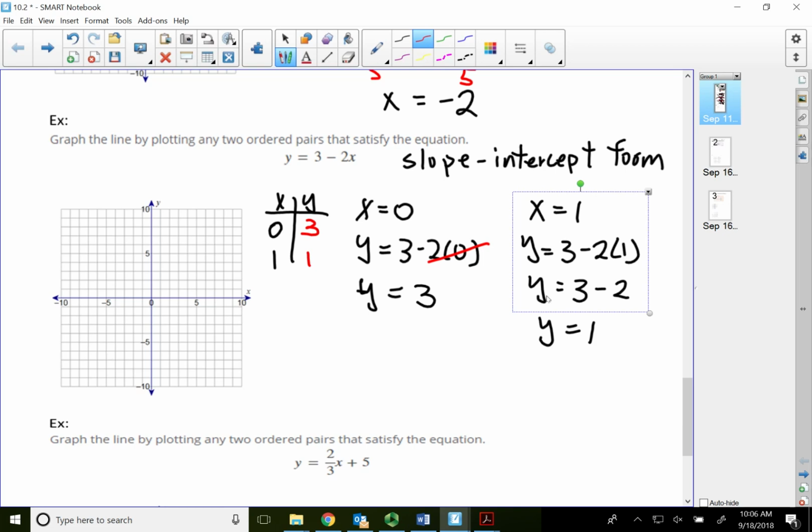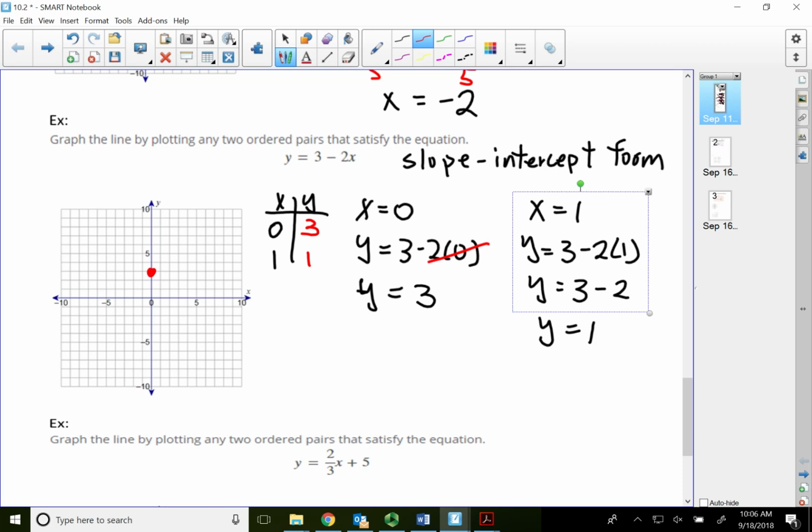If we're going to plot (0, 3) on the graph, starting from the origin, 0 for x means I do not go left or right. The y value is 3, which simply tells me to move up 3 places. So that point is actually on the y-axis.